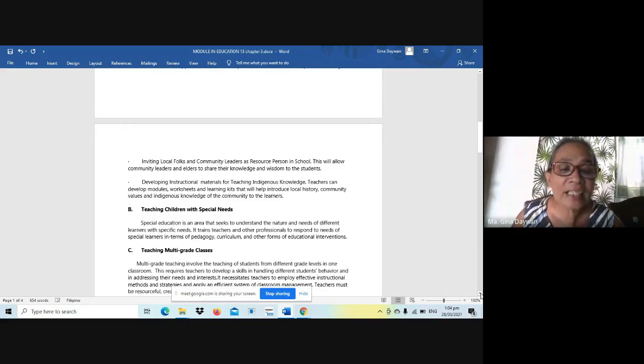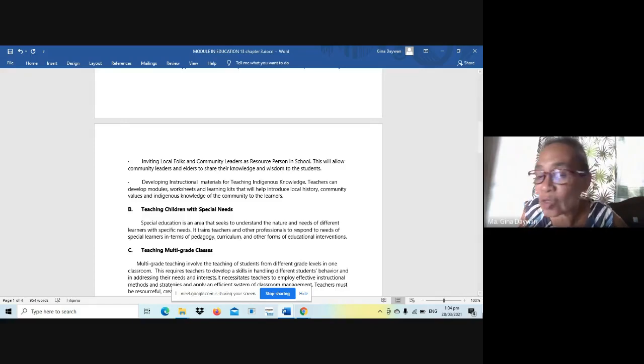Okay, next is developing instructional materials for teaching indigenous knowledge. Here, teachers can develop modules, worksheets, and learning kits that will help introduce local history, community values, and indigenous knowledge of the community to the learners. So this is one of the challenges that a teacher may encounter. Now you have there the multilingual and multicultural classrooms. Okay.